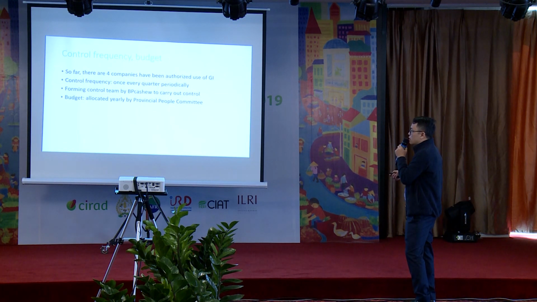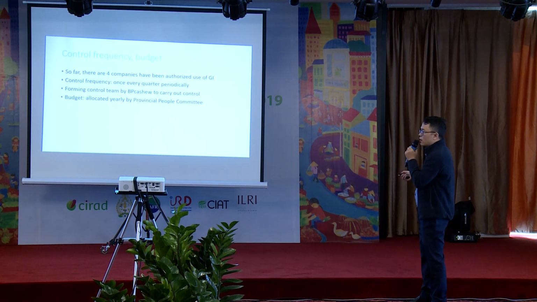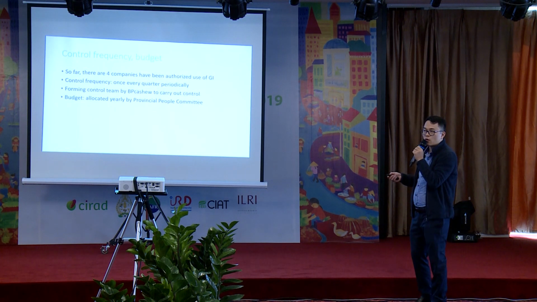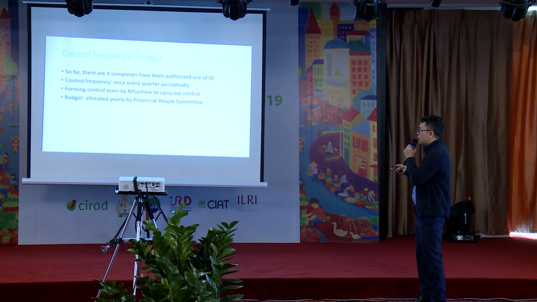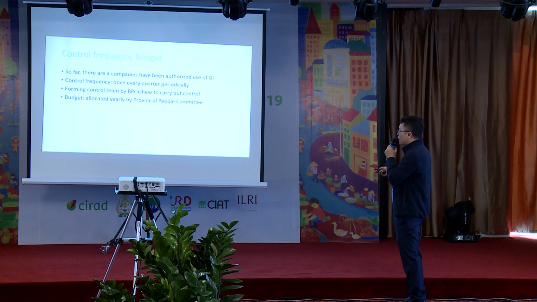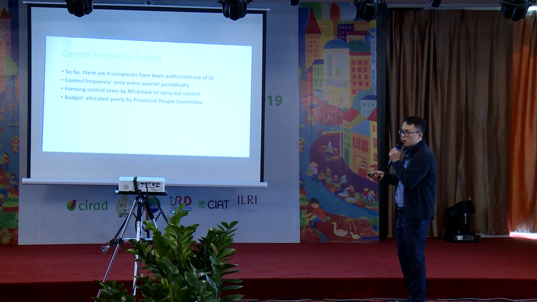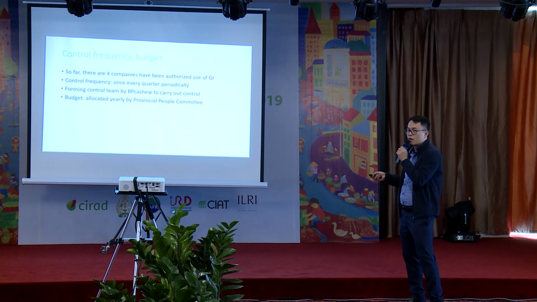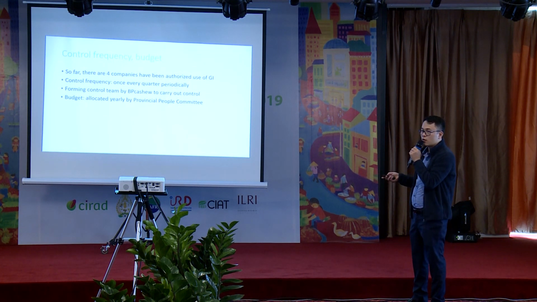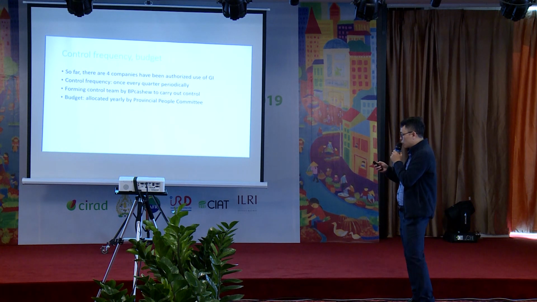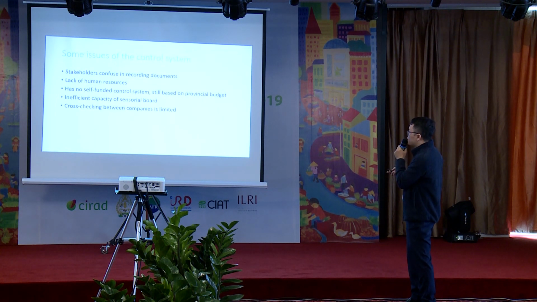As for the control frequency, the control team will check each company every quarter. The control team will be formed by BP Cashew, and the budget in the beginning will be allocated by the provincial budget, from the provincial people's committee.